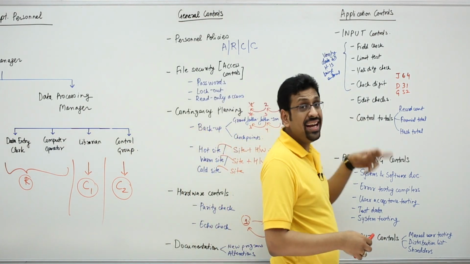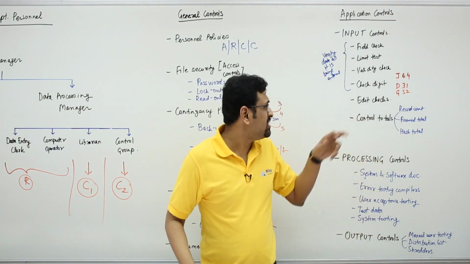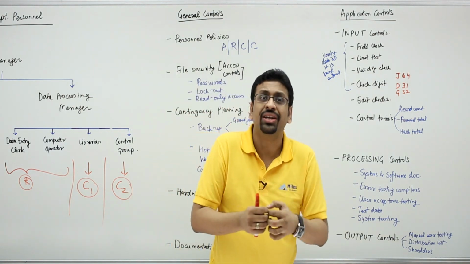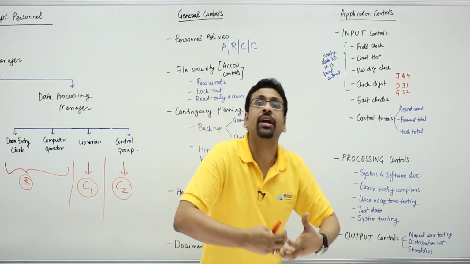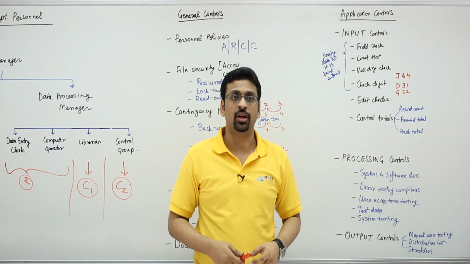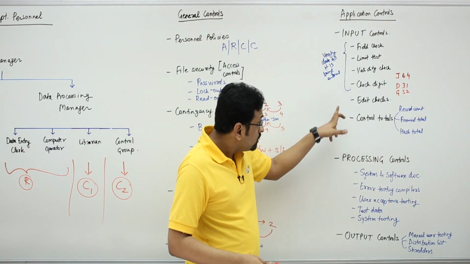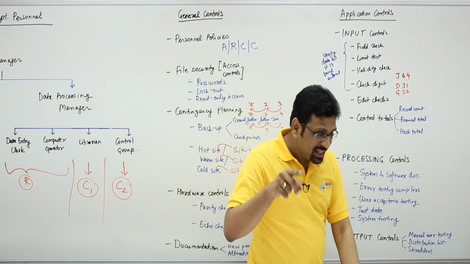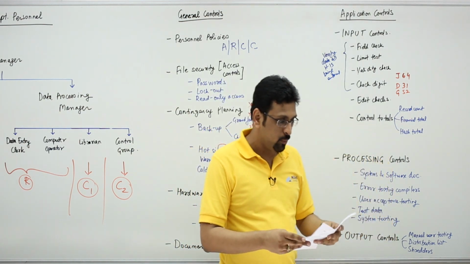Then you could do edit checks. Generally this is done in batch processing environments where all the information is checked before it is inputted by the data entry clerk. Then you could do control totals. And to understand control totals, let's look at an example that we have in your book.